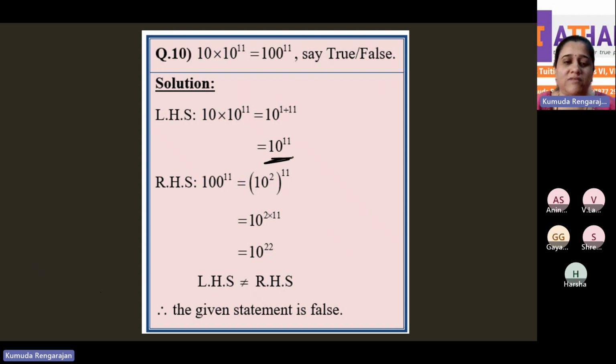So this one is 10 to the power 11. So this also we'll write in base 10. So first, 100 is 10 square. Then this power 11. Now 2 into 11, 22. Multiply the powers, 2 into 11, 22. So now we have both the expressions in base 10. We have this one and this one in base 10. This one is 10 raised to the power 11. This one is 10 raised to the power 22. Now it's easy to compare.